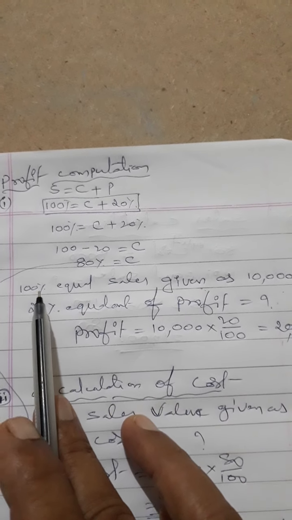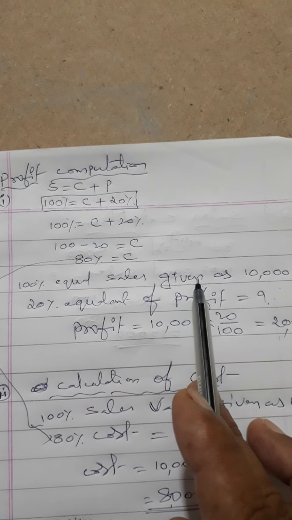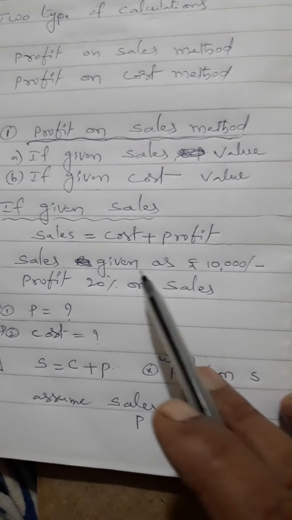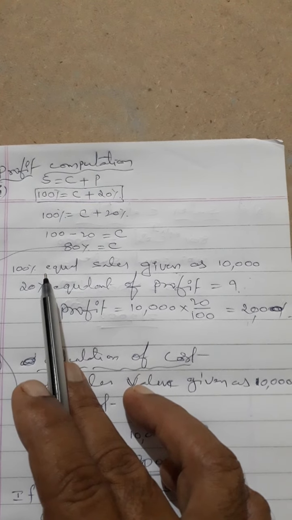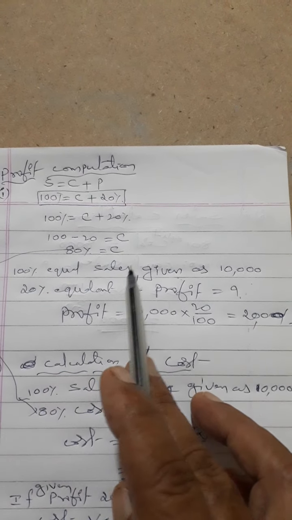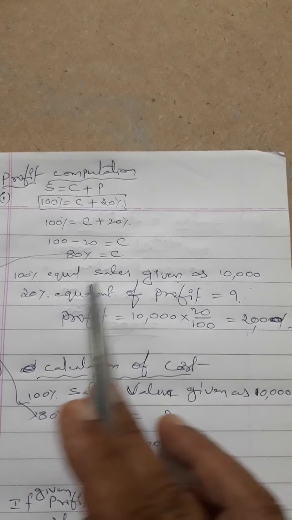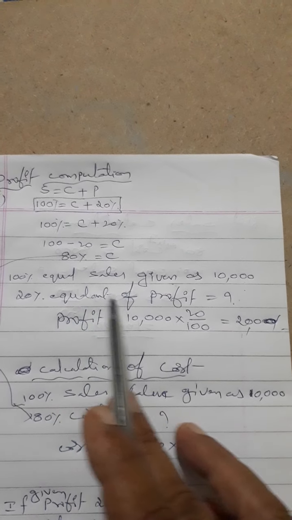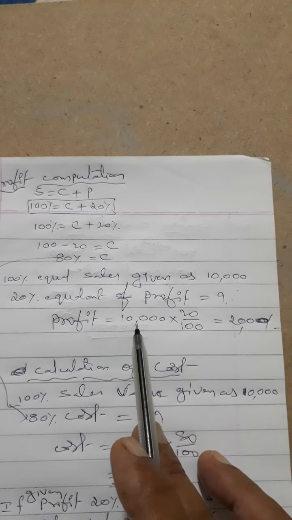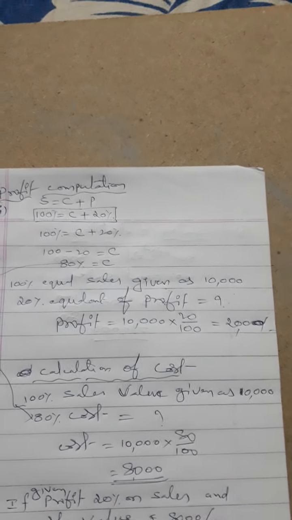Now we know the 100% equivalent of sales value is directly given in the question as 10,000 rupees. So I have taken 100% equivalent sales as 10,000. What about the 20% equivalent of profit? Profit is equal to 10,000 into 20 by 100, which is equal to 2,000 rupees.